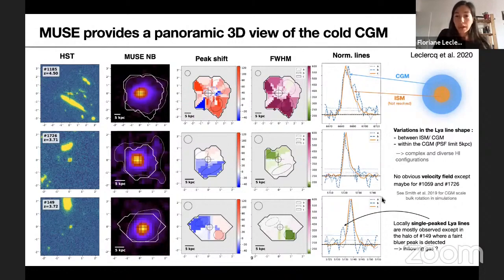And also, in all the bins, we have single peak Lyman alpha lines, except for this object, in this bin, where we have a kind of blue bump, which would suggest that there is infalling gas here, which is interesting as well. Okay, so this is for the resolved analysis of those Lyman alpha halos.